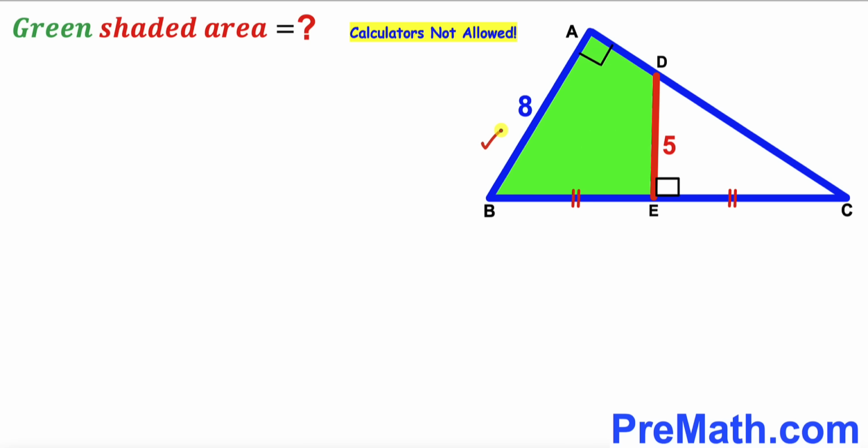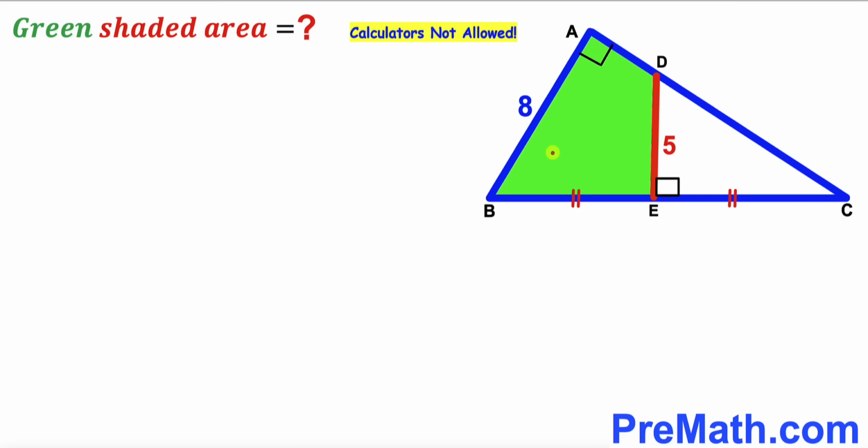In this video, we have got this right triangle ABC along with this perpendicular DE, as you can see in this given diagram. As a result, we end up with this green shaded region. Moreover, this side AB length is 8 units, whereas this perpendicular DE length is 5 units. Furthermore, this segment BE length equals this segment CE length.